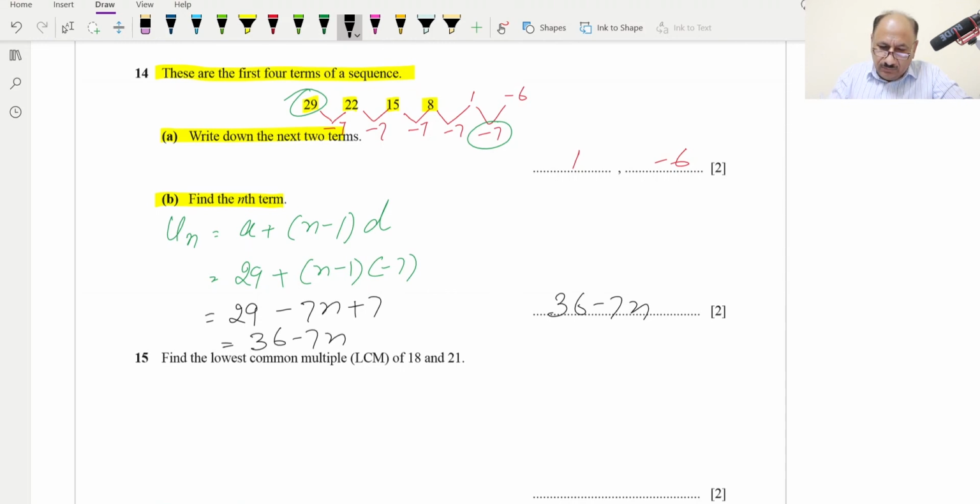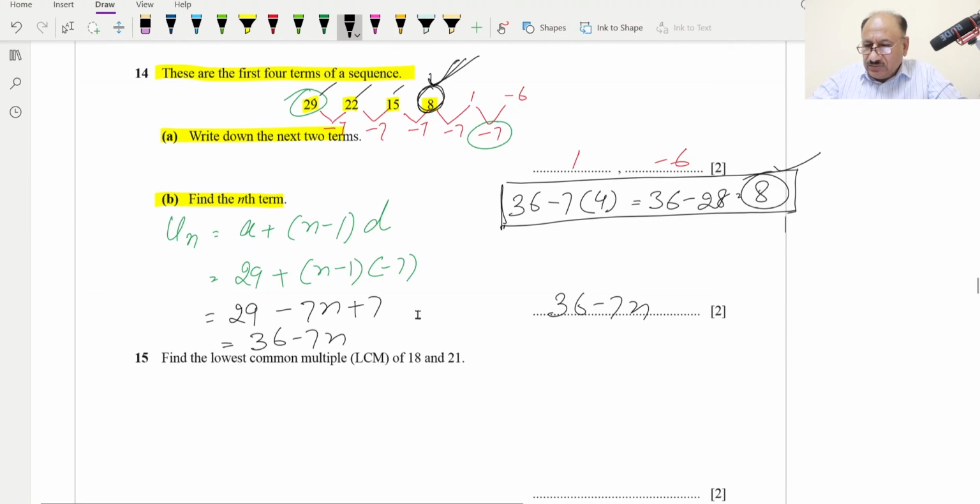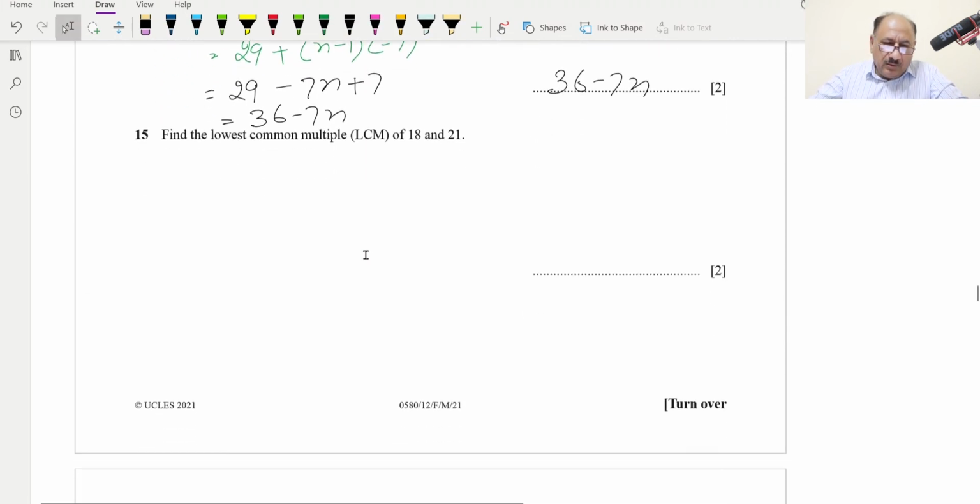And we can also do a check, like 36 minus 7 times the n value. If we take the n value as 4, we should get the answer 8. This is the fourth term, 1, 2, 3, and this is the fourth term. So we can write here 4, and let us check whether we get 8 or not. So it will be 36 minus 28, which is equal to 8, which is the same as this one. So our formula is working. This portion is a check for your understanding. This is not part of the answer.